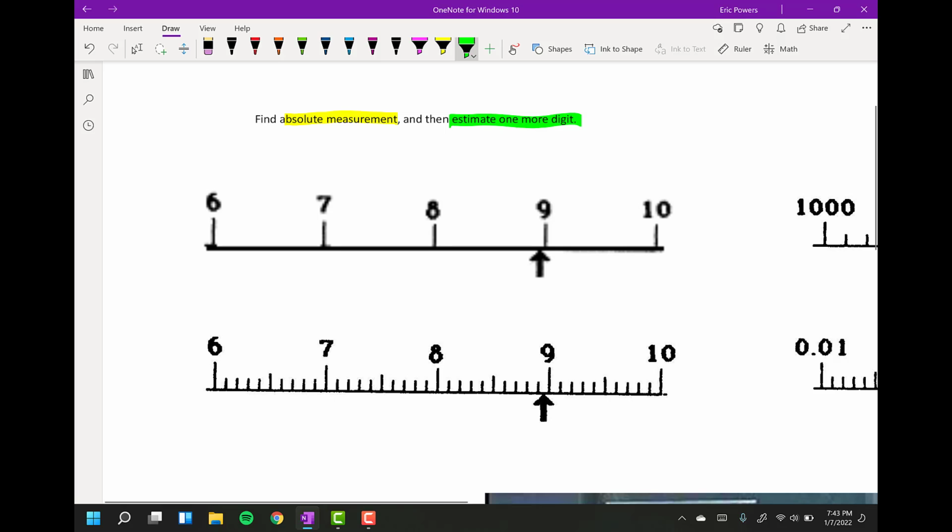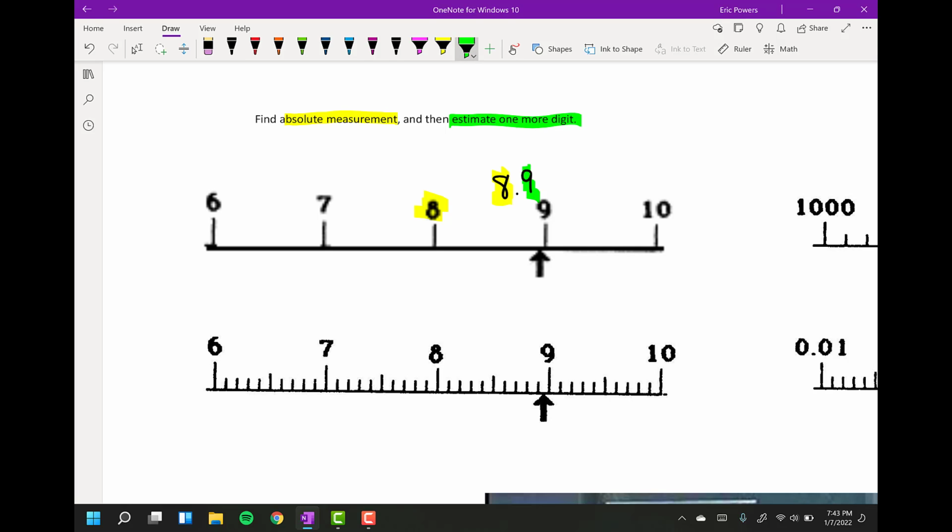So looking at where this little arrow is, we can see that the increments here, the interval, is every 1. All right, and that means we are absolutely certain of this 8. So we can say that this measurement is 8 point something, and that's my absolute measurement. But we can go one more decimal place. We can estimate where it falls in between that 8 and that 9. And I would say that 8.9 is a pretty good bet.